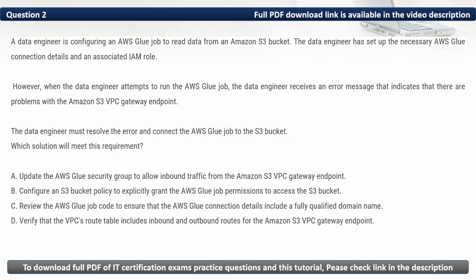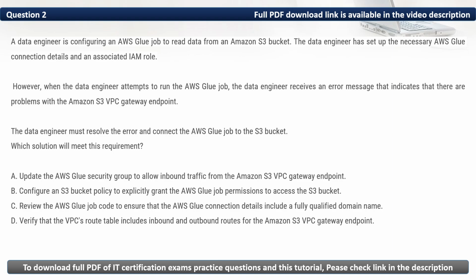Here in this question, the data engineer is configuring an AWS Glue job to read data from an Amazon S3 bucket. The data engineer has set up all the connection details and associated IAM roles. However, when the Glue job is run, the data engineer receives an error message that indicates that there are problems with the S3 VPC gateway endpoint. The data engineer must resolve the error and connect the AWS Glue job to the S3 bucket.